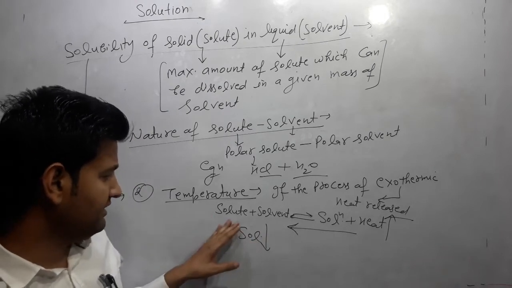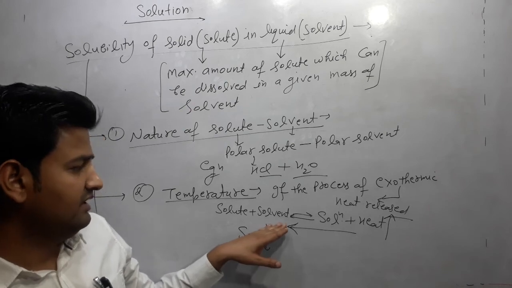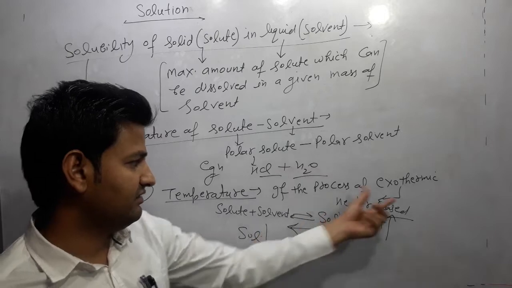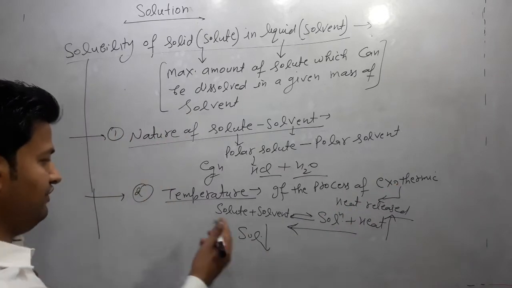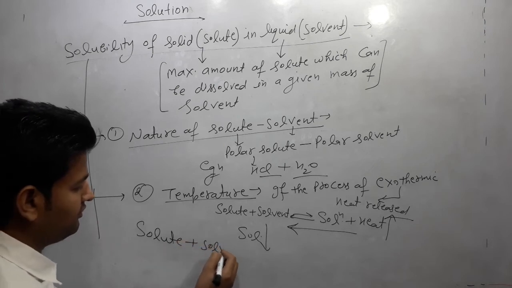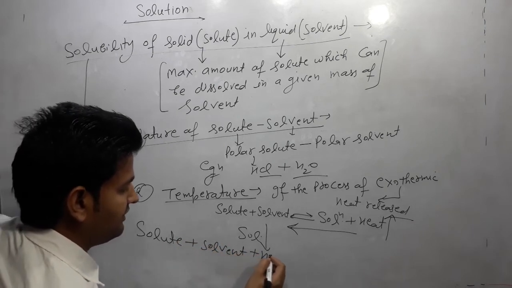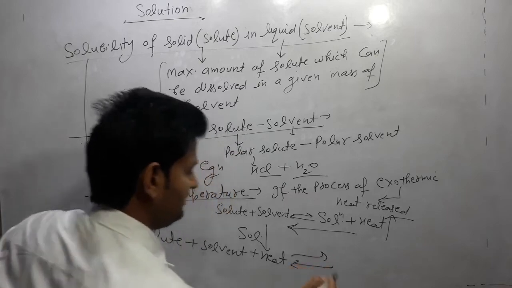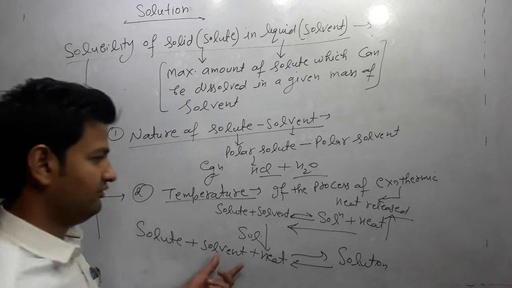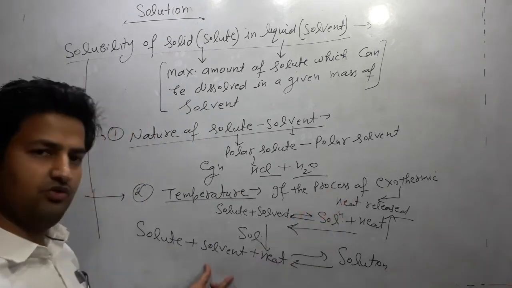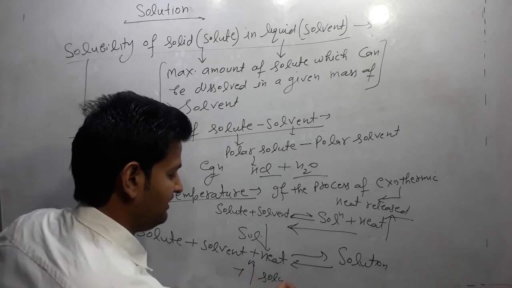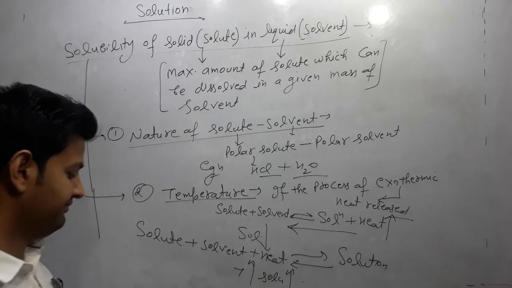In the second case, solute plus solvent plus heat gives us solution at equilibrium. That is the condition of an endothermic process. In this case, if we increase the temperature, solubility also increases.